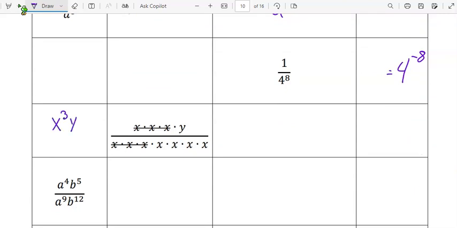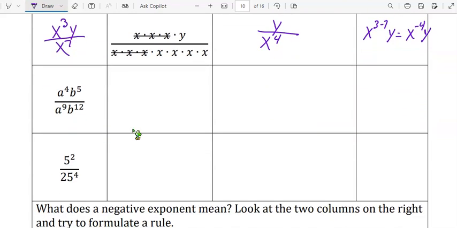X to the 3rd power y over x to the 7th power. Alright, so that's going to reduce to y over x to the 4th power. We can write that out here as x to the 3 minus 7th power y equals x to the negative 4th power times y. Let's expand the next one. So we write a 4 times, b 5 times, all over a 9 times, and then b 12 times.